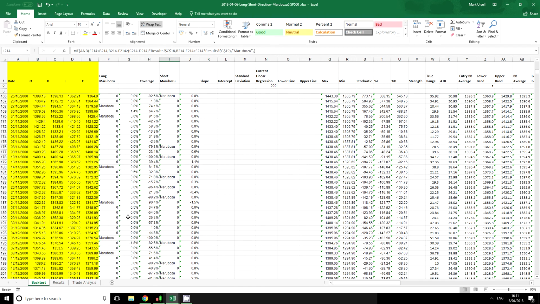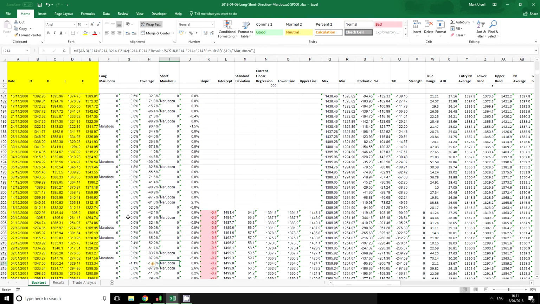As I said, this is an Excel-based model. What we've got here on the left is the price data, and in the middle we've got quite a bit of calculations, and these are very common technical indicators that everyone will be familiar with.